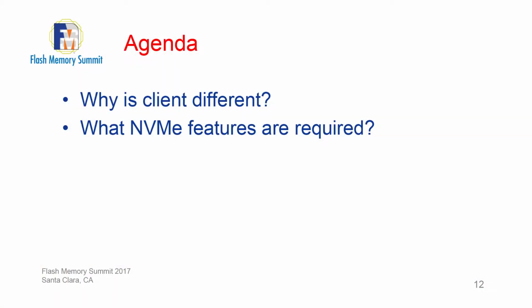So to start off today, I want to talk first about the client space, and then we'll talk about the data center space. Why is the client different? And then what NVMe features are required? There's stuff that's optional in the spec, but we really want to be able to use this stuff in certain cases. So, why is the client different?